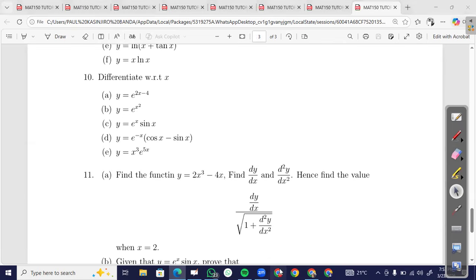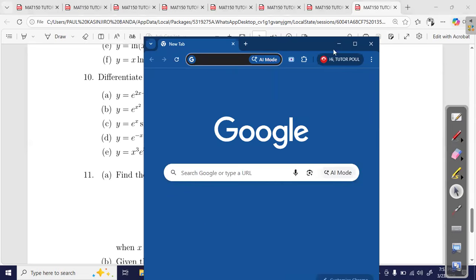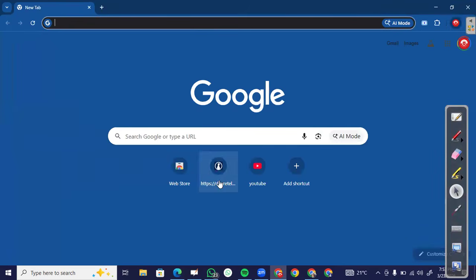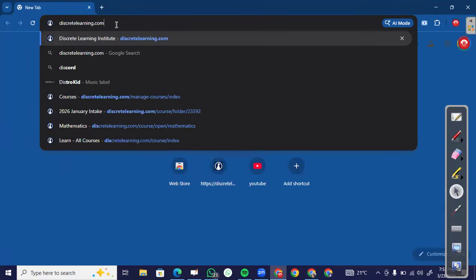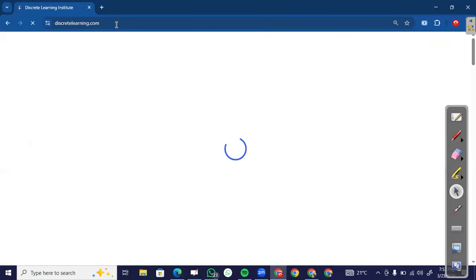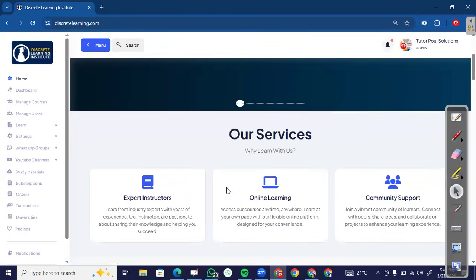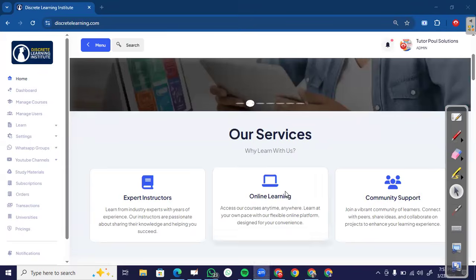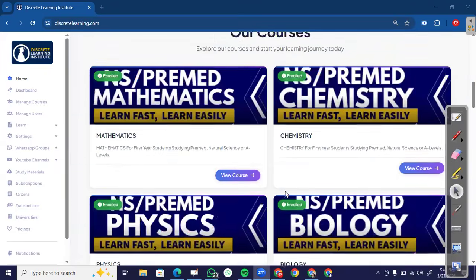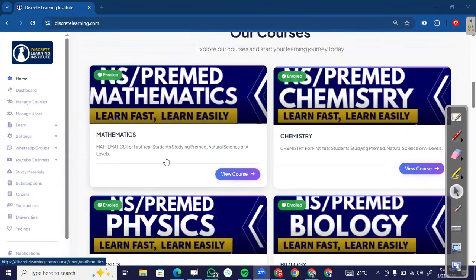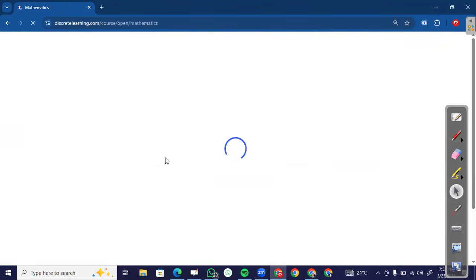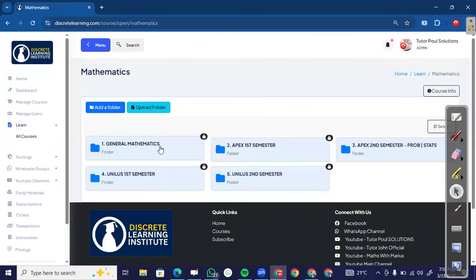For those who have never seen the website, let me show you. Just go to Chrome and type in discretelearning.com like that. Then you click search, and it will take you to the website here. On the website, we have a lot of courses that we offer, and math, chemistry, physics is one of them. If you registered for math, you can simply click on math, go to this folder, general mathematics, and click on it.